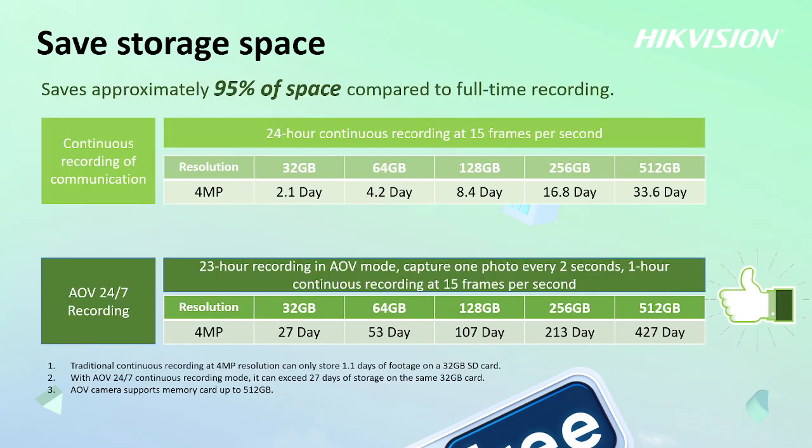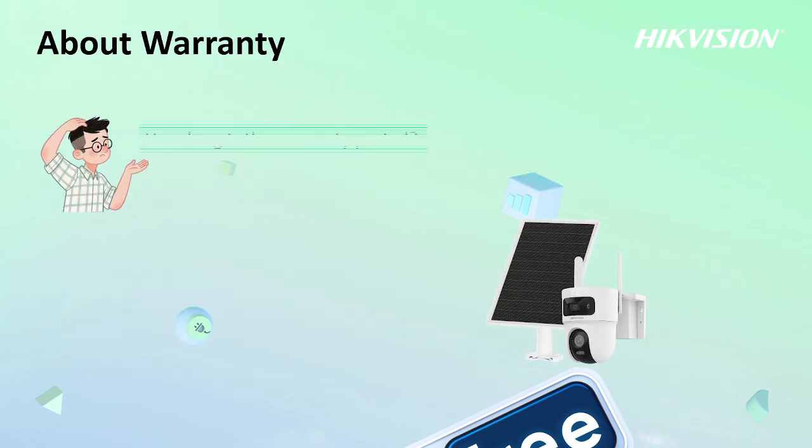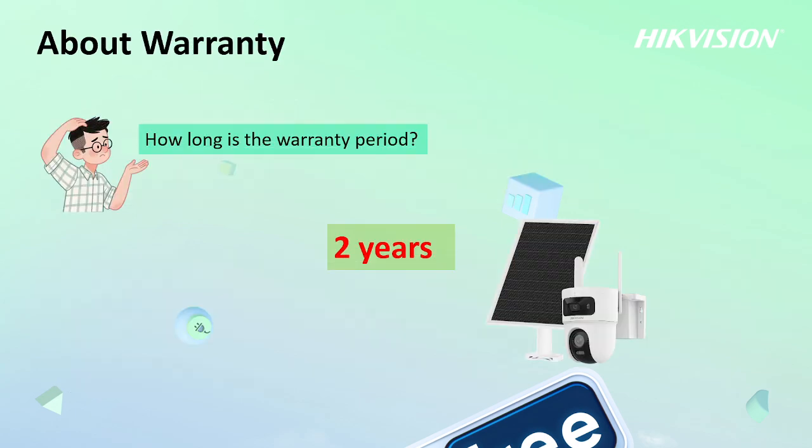Then in terms of storage calculation, if you're doing continuous recording, with a 512 GB memory card, you can do 33.6 hours in a day. But when you're doing AOV 24/7 recording, with a 512 GB, it can cover more than a year, for 27 days. So you choose your deployment options. But it says AOV technology actually saves 97% of requirements.